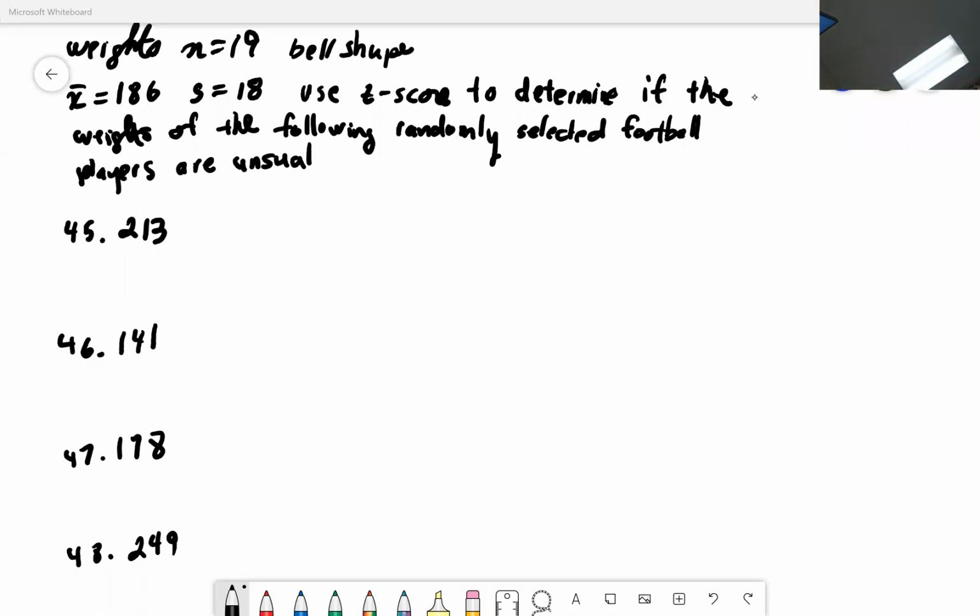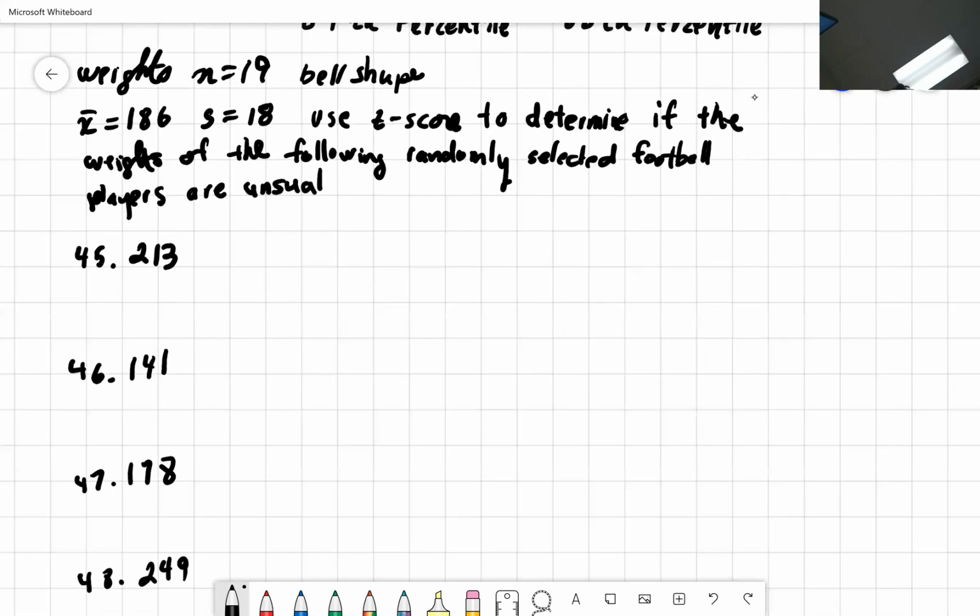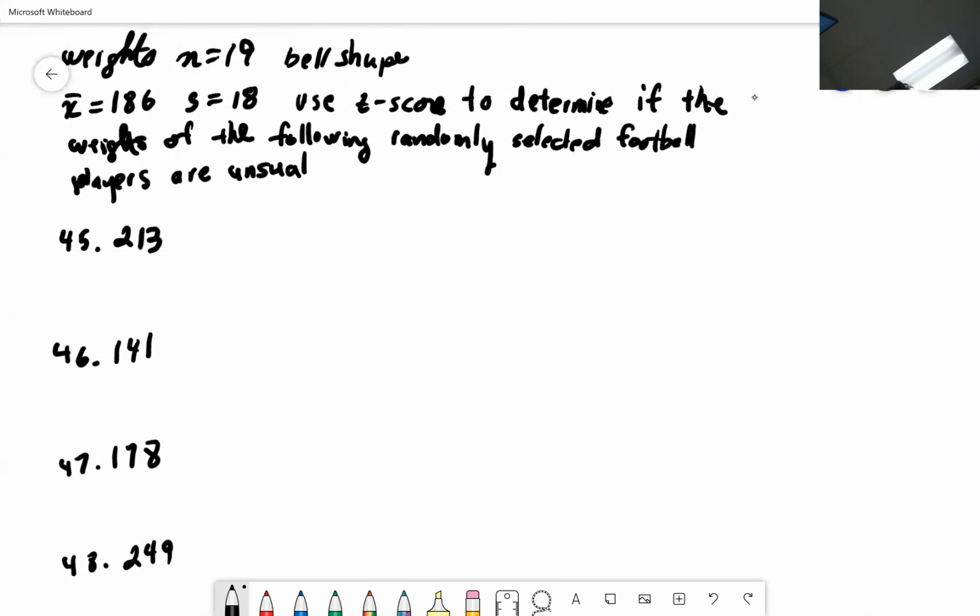So now we're addressing this question here, 45 to 48, and it has to do with z-scores. I haven't really discussed z-scores with you guys, but let me give you the formula for it. Z-score equals x minus x bar divided by s. And what this effectively does is it tells you how many standard deviations a particular score is from the mean.